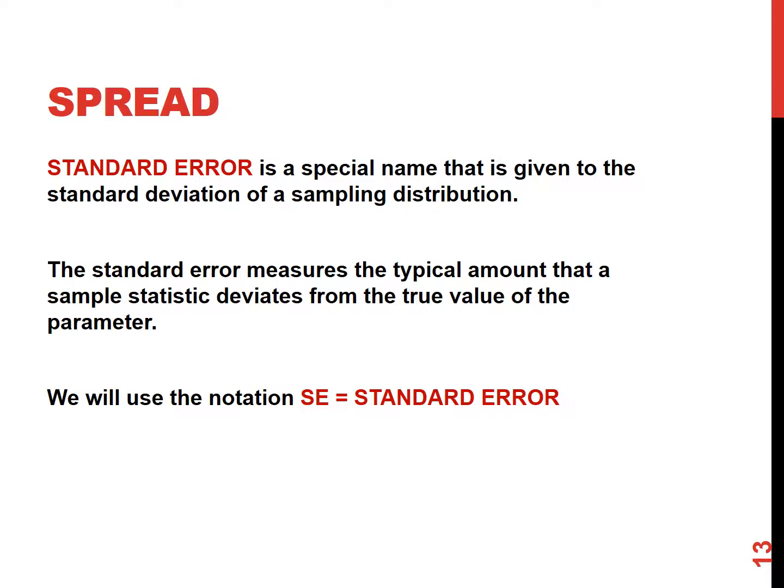Next, we'll talk about the spread of sampling distributions. And to do so, I need to introduce a new term. Standard error is a special name that's given to the standard deviation of a sampling distribution. The standard error measures the typical amount that a sample statistic deviates from the true value of the parameter. We use the notation SE to denote standard error in this course.